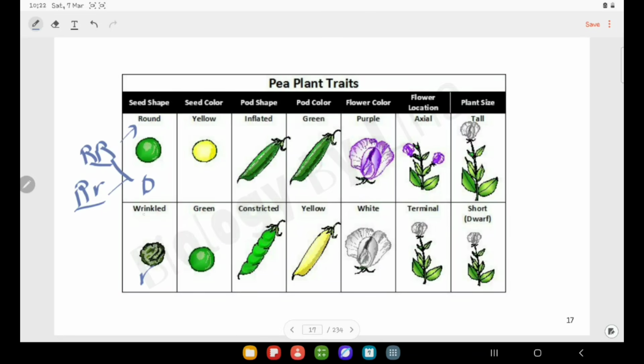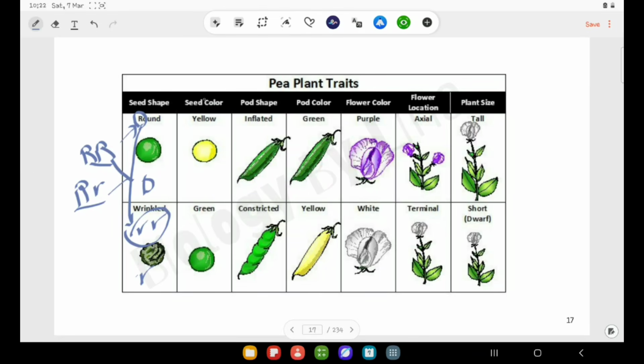What about wrinkled? Wrinkled is recessive. How can I write the wrinkled? Is it WW, or should I use the first letter of the dominant and make it small? Yes, this is the rule of Mendel. We will use the first letter from the dominant and make it a small letter, or lower case. So for the wrinkled it should be R small, R small. And pay attention, for the recessive you have only one genotype, which is small letter, small letter.